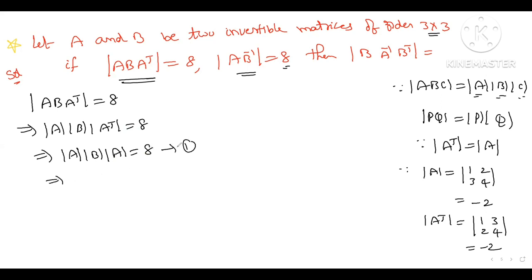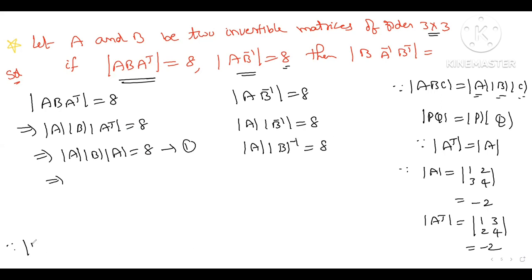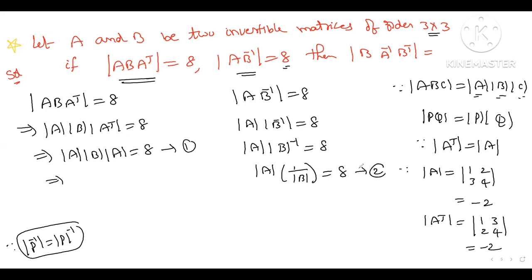Let us take this as equation 1. The second equation, what is given here? Det of A B inverse is equal to 8. Is nothing but det of A into det B inverse is equal to 8. Det of A into det B inverse is nothing but det B whole inverse. We have one formula: det of P inverse is equal to det P whole inverse. Det of A into det B inverse. Det B is one of the constant. Constant power minus 1 is nothing but 1 by constant. Is equal to 8. This is second equation.